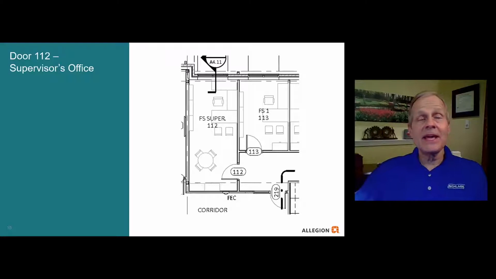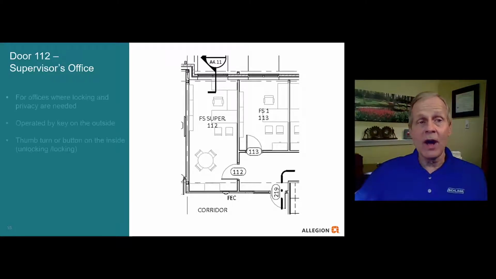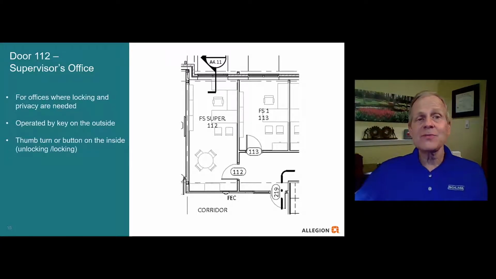Our next stop is going to be at a supervisor's office, door 112. So for an office, we want to be able to lock that office door when we're inside the office so we can have some privacy. We want it to be operable by a key on the outside. And then we want a thumb turn or button on the inside to perform the locking.